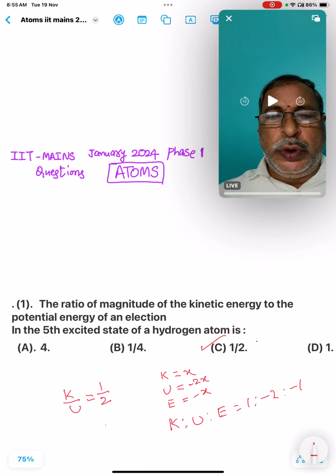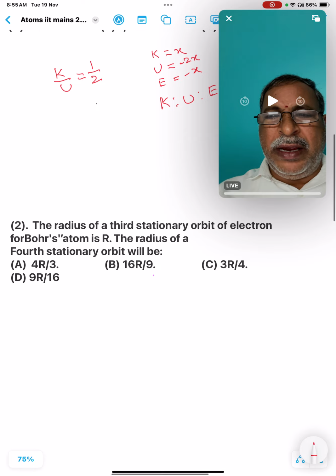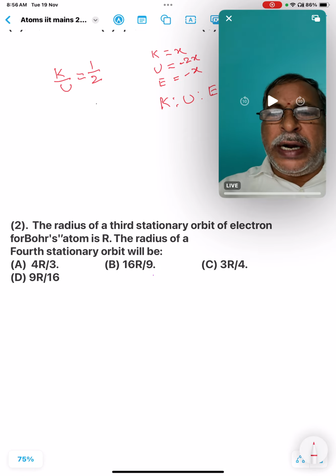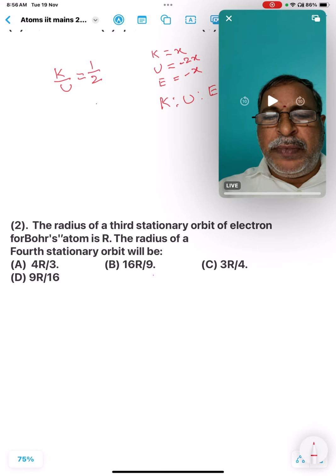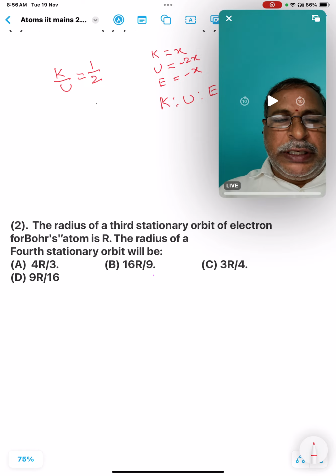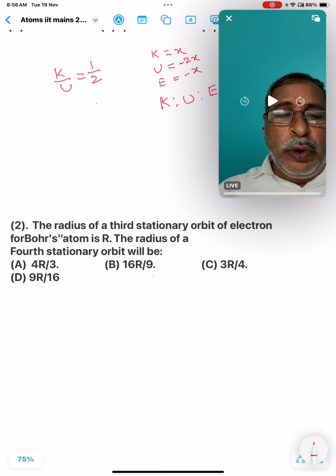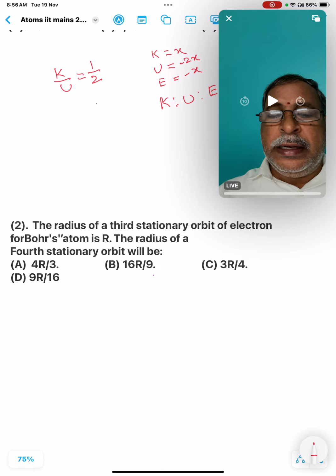Now let us move to the second question quickly. I am giving it in a very simple manner so that average, below average and above average students can all understand my way of teaching. The second question: the radius of the third stationary orbit of an electron for Bohr's atom is R. The radius of the fourth stationary orbit will be dash. So the third stationary orbit radius is given, and the fourth stationary orbit radius is asked.